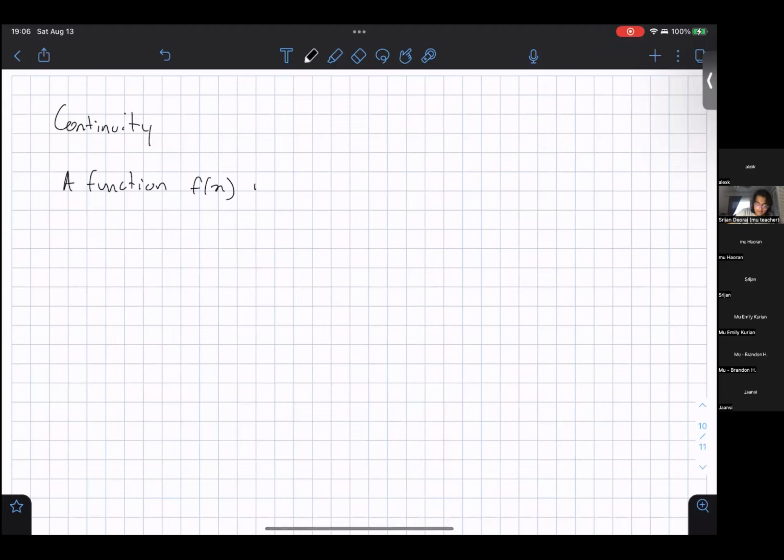So a function f of x is continuous. I recorded a lot of it though. I forgot to record like the first 10 minutes. So if you missed a little bit, then we'll send the link out and you'll be able to watch it later.